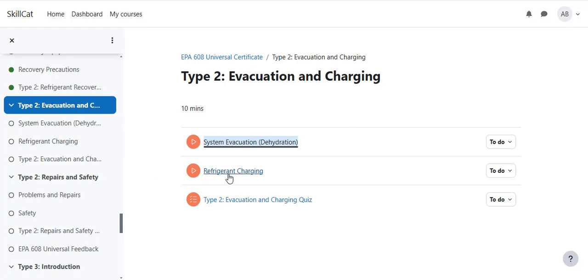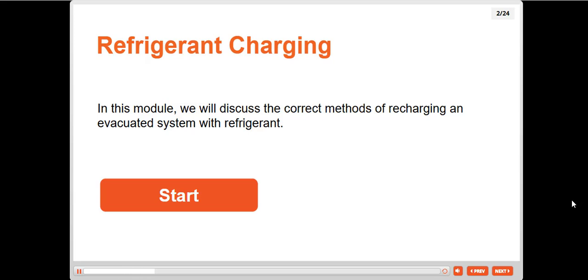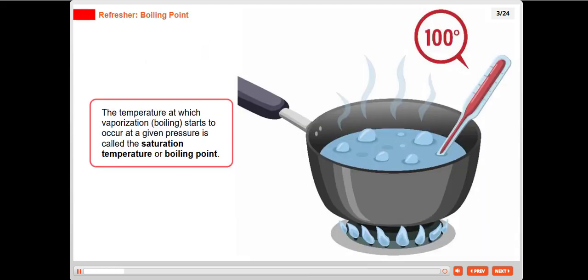Okay, let's go to the next module. We finish system evacuation or dehydration. We'll go to refrigerant charging. In this module, we will discuss the correct methods of recharging an evacuated system with refrigerant. The temperature at which vaporization, boiling, starts to occur at a given pressure is called the saturation temperature or boiling point.